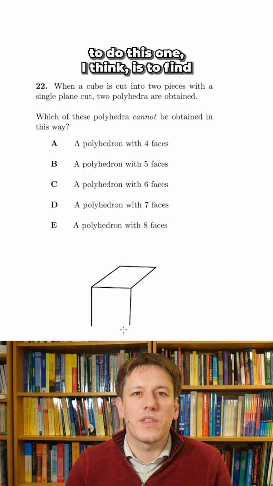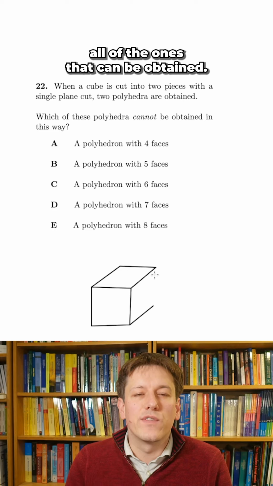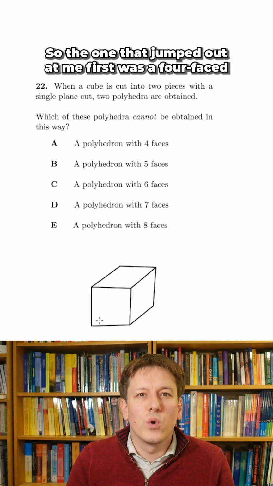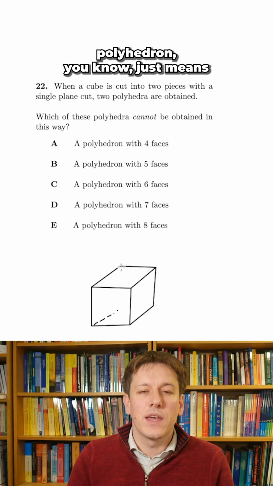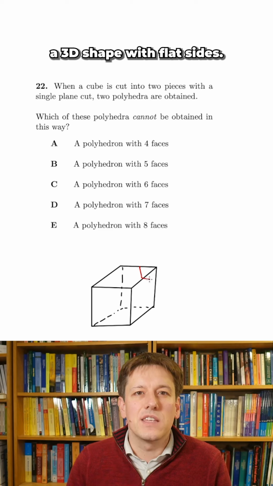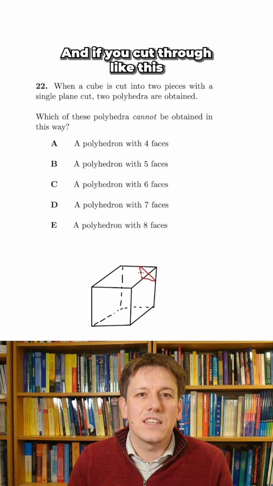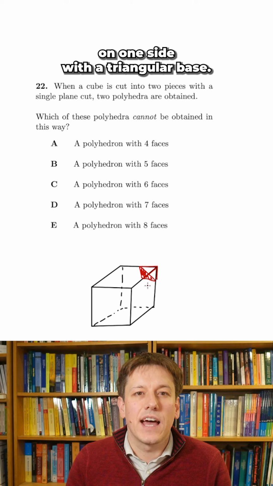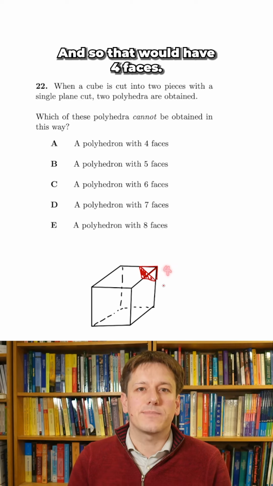Well, the easiest way to do this one, I think, is to find all of the ones that can be obtained. So the one that jumped out at me first was a four-faced polyhedron. That just means a 3D shape with flat sides. And if you cut through like this with a triangle, you'll get a pyramid on one side with a triangular base. And so that would have four faces.